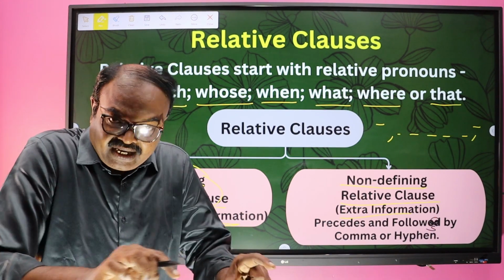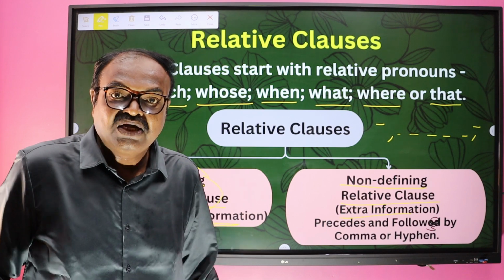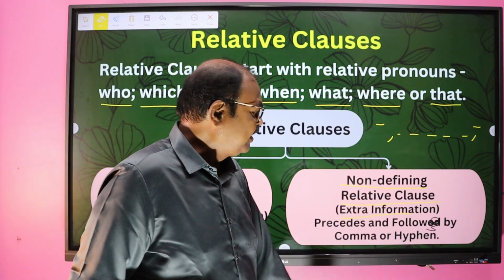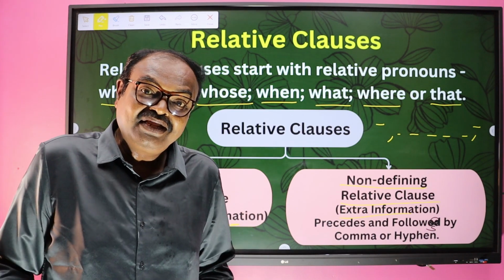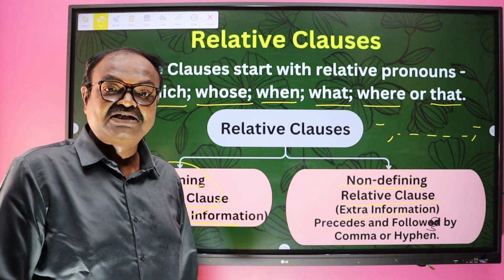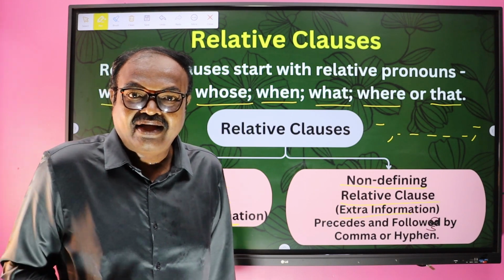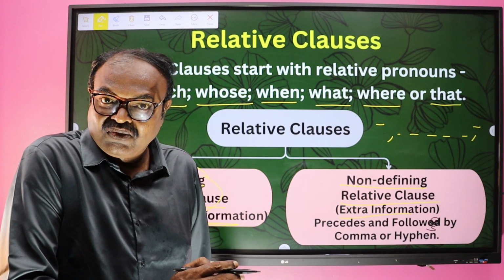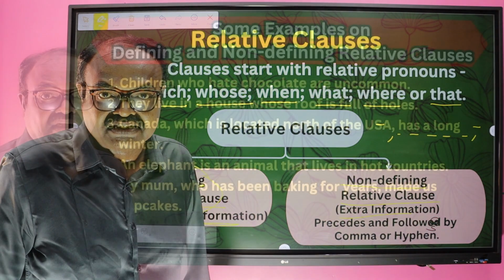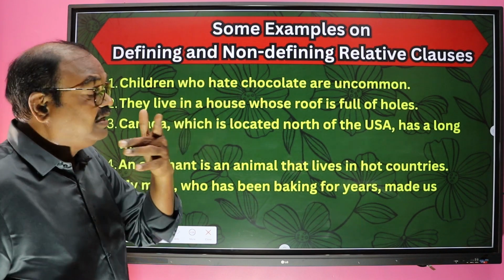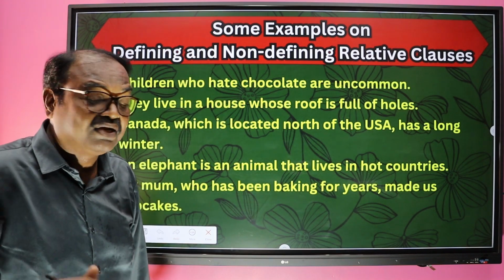Because if we remove the defining relative clause, we cannot get the meaning of the sentence. If we remove a non-defining relative clause, we can still get the meaning of the sentence. This is the difference between that and this. So my dear students, you have a little idea about defining relative clauses and non-defining relative clauses. Just observe the sentences on defining and non-defining relative clauses.